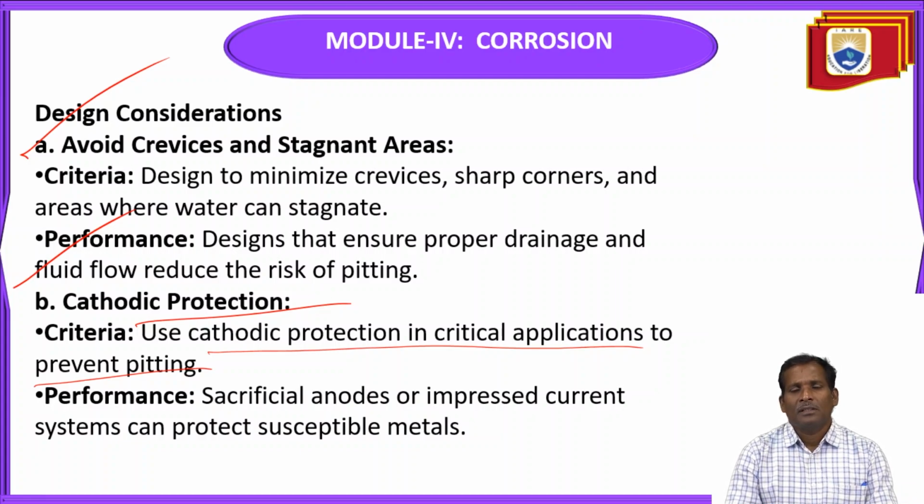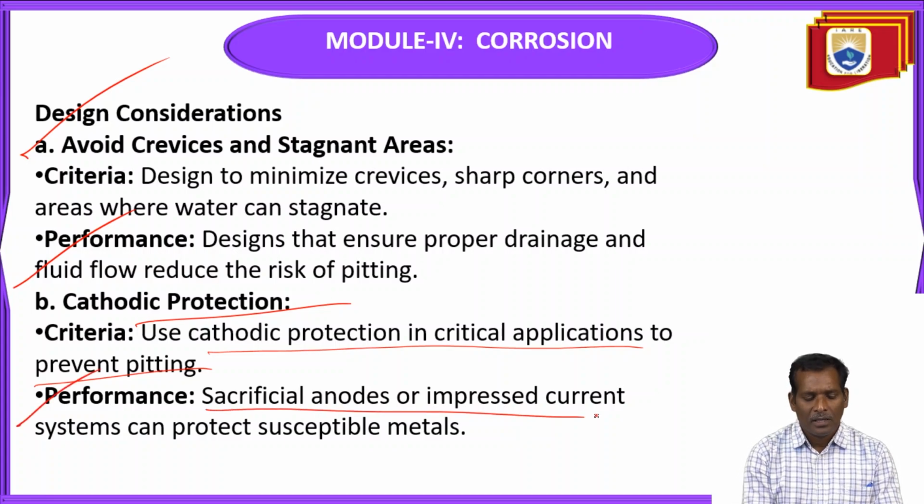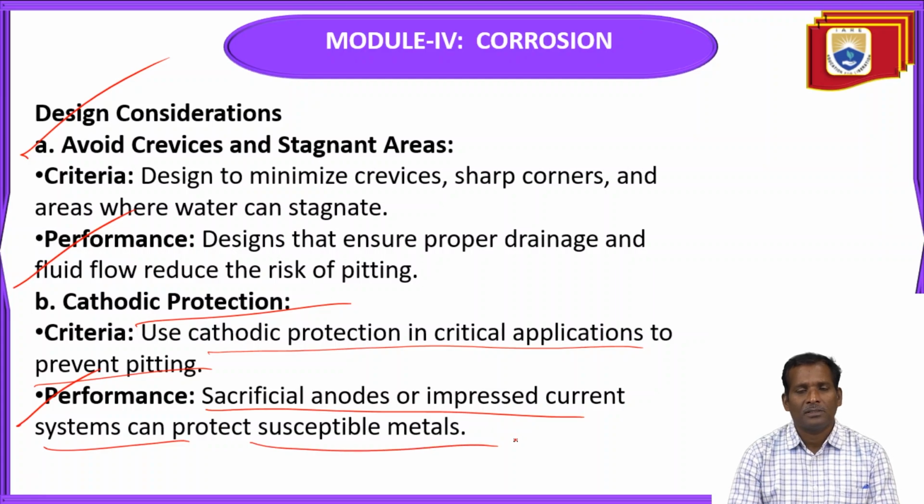In the above case, when designing the component, avoid sharp corners. Minimize the crevices. In the case of cathodic protection, use cathodic protection in critical applications to prevent pitting. The performance is, sacrificial anodes or impressed current systems can protect susceptible metals.